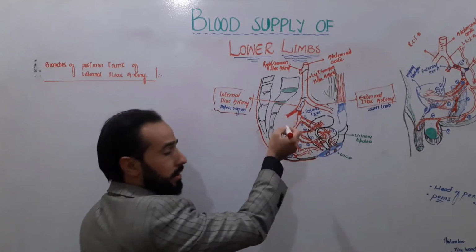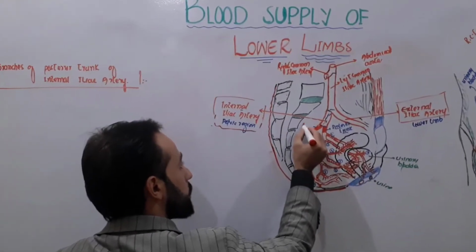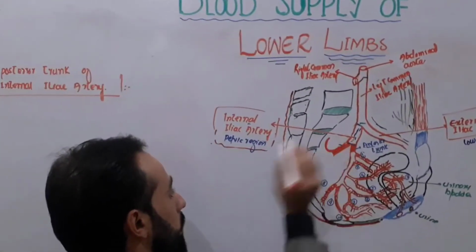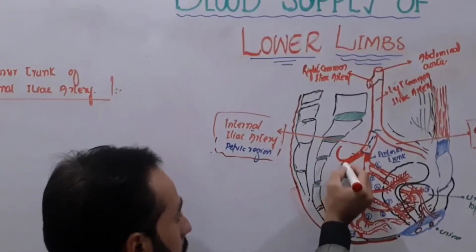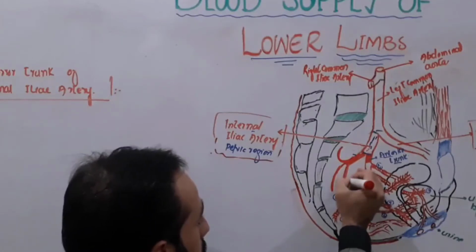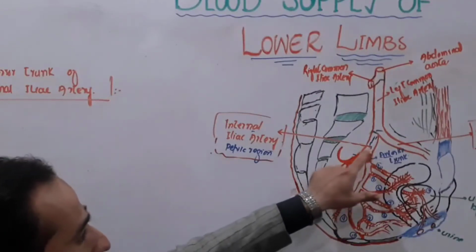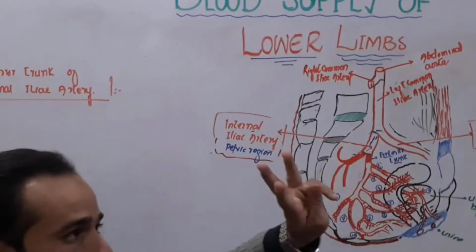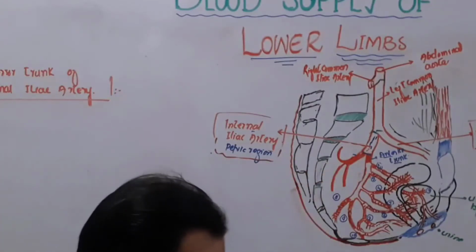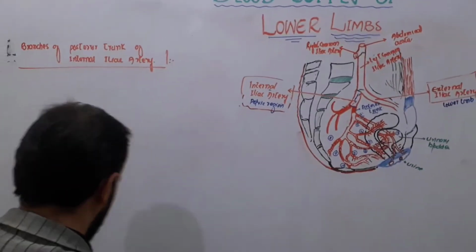It's just a rough diagram. I will draw the clear diagram here. There is a branch like this, right? And I will name it. And here is another branch. Clear, friends? And there is a third branch. So how many branches does this posterior trunk of an internal iliac artery give? There are 3 branches. The first branch, which is a very important branch, is called the iliolumbar branch, right?